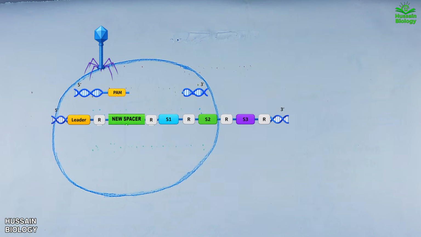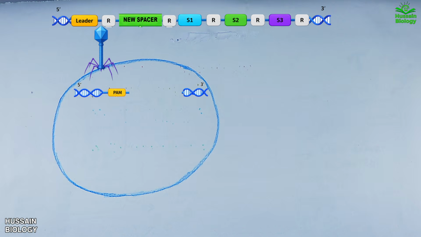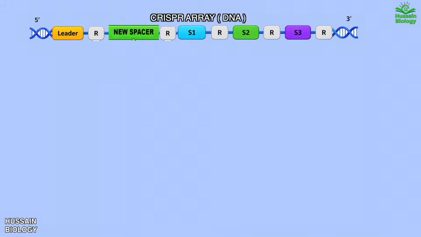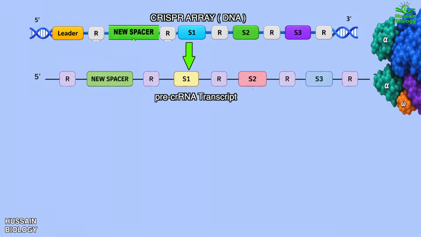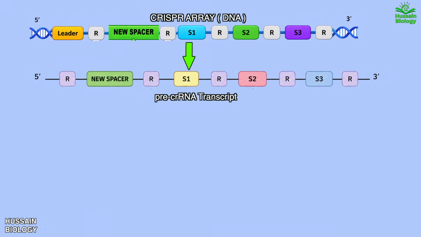Now let's take this CRISPR array containing the new spacer and see how it's expressed. During this expression step, that's the transcription step, the CRISPR array is transcribed into long RNA molecules called pre-cRNA. Since we are specifically discussing the type 2 CRISPR system that involves Cas9, this pre-cRNA is initially represented as a linear transcript containing alternating repeat and spacer sequences.